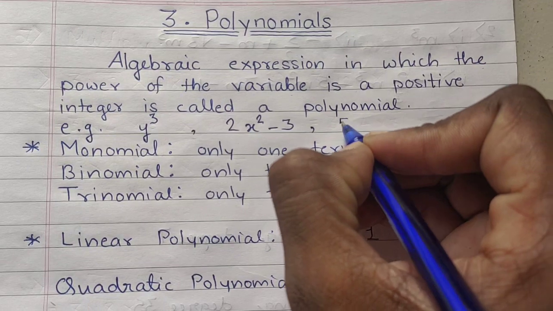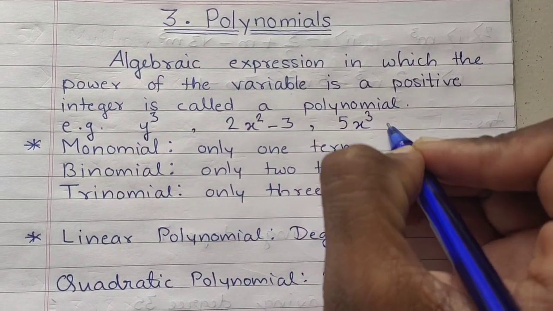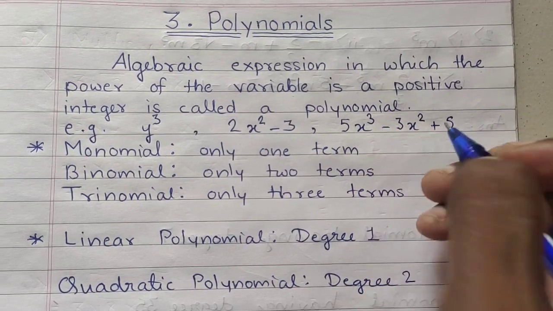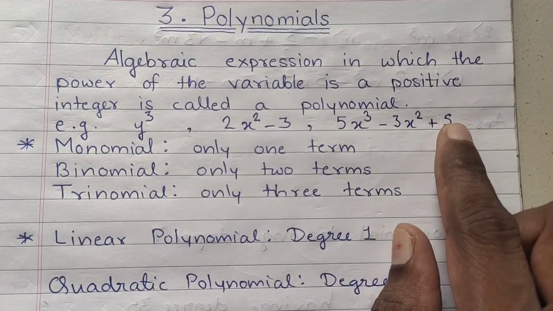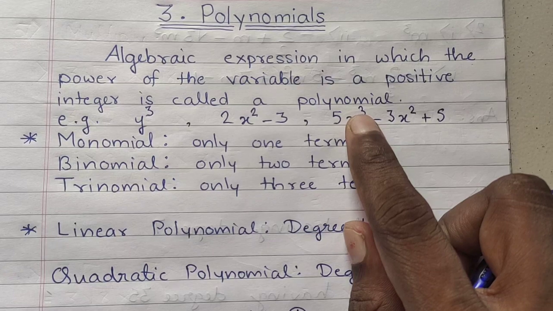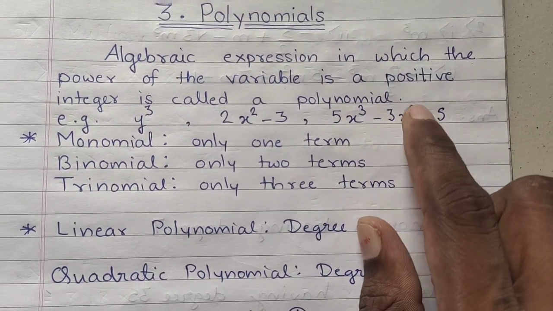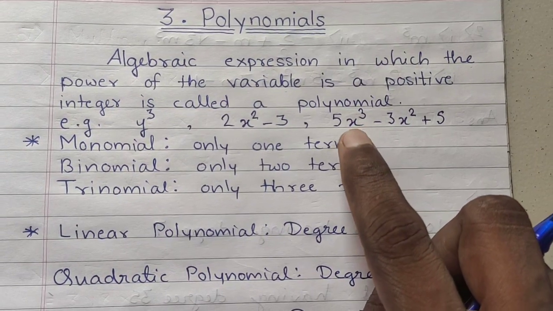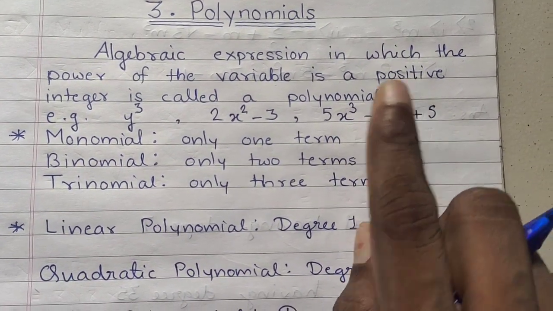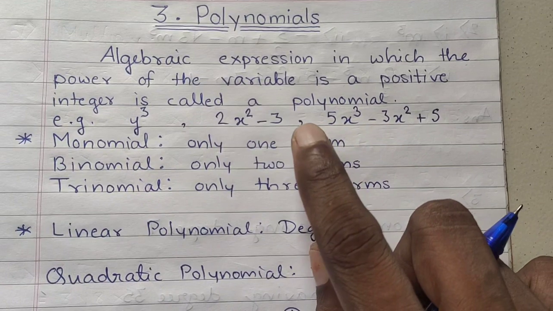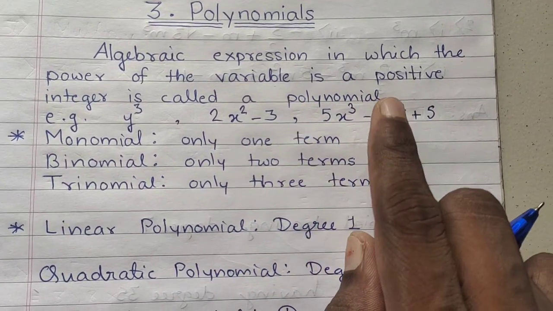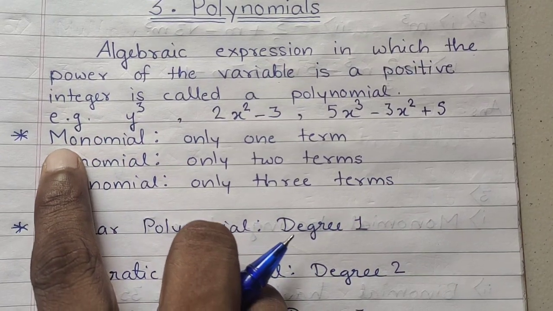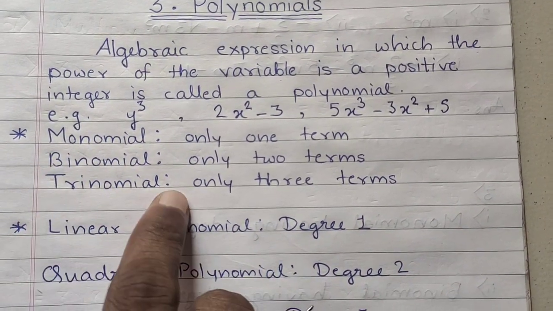One more example I am taking. 5x cube minus 3x square plus 5. This is also a polynomial because the powers are positive, 3 and 2. All are positive powers. So whenever the power of the variable is a positive integer, that expression you will call a polynomial.